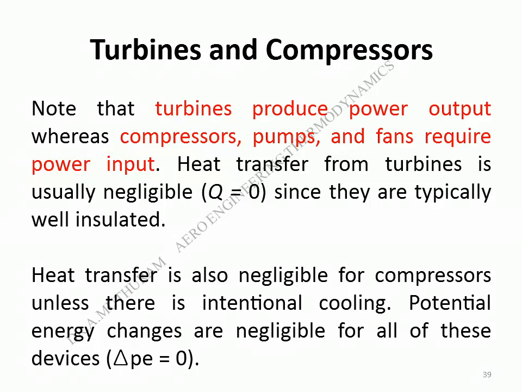Heat transfer from turbines is usually negligible, Q equals 0, since they are typically well insulated. Heat transfer is also negligible for compressors unless there is intentional cooling. Potential energy changes are negligible for all of these devices. ΔPE is equal to 0.